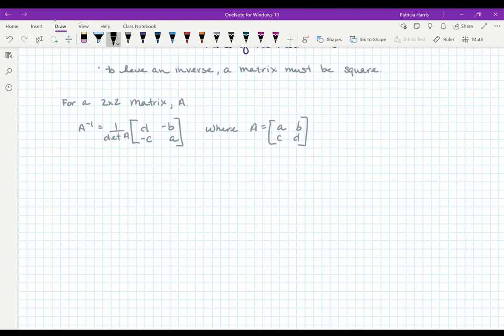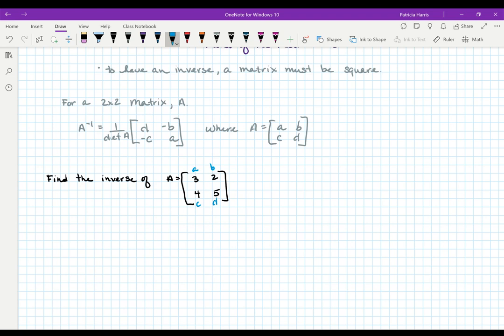So first example, find the inverse of, okay. Okay, so our first matrix is 3, 2, 4, 5. Okay, so this is A, this is B, C, and D.